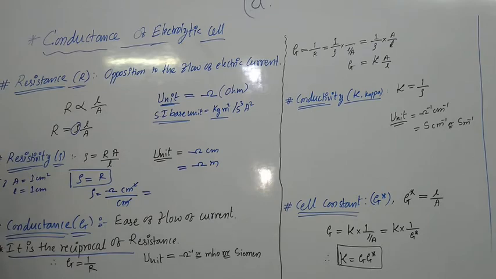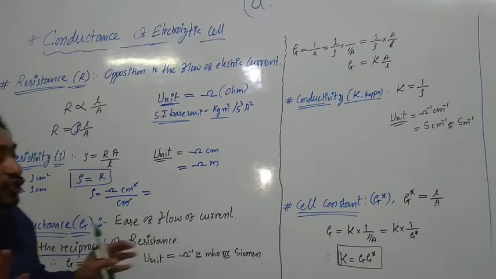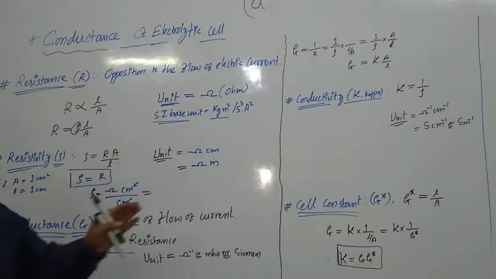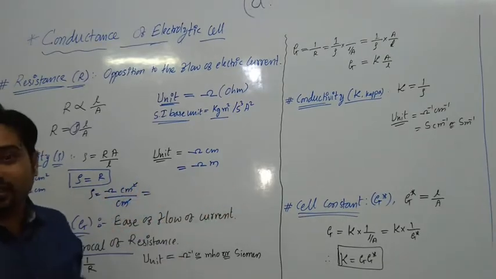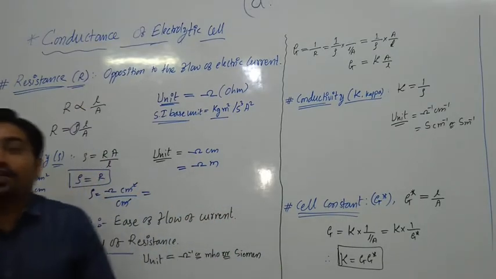So this is important. Conductance means what? Opposition offered to the flow of current. What opposes the flow of current? Resistance. And what helps the current to flow?